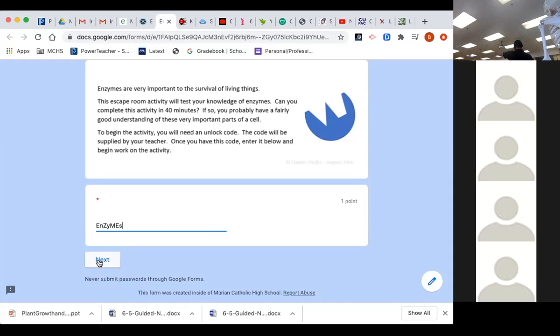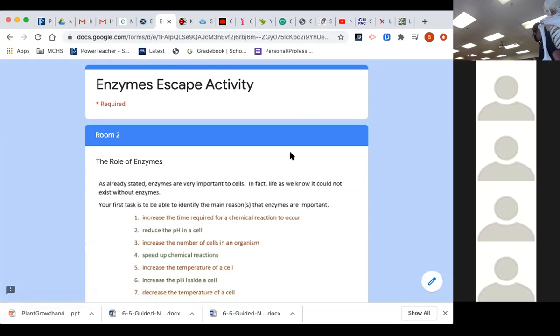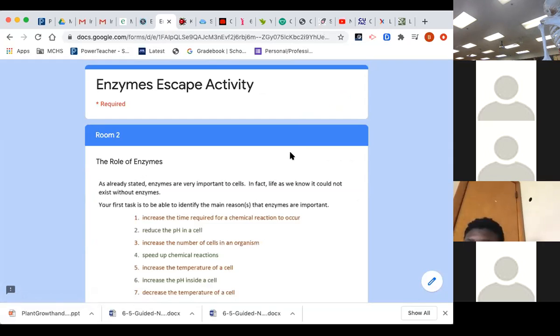Thumbs up if you've got it typed in. Okay, then click next. Oh, good, it worked. Now, if your answer is not correct, it will not let you move on. Does that make sense? So now you're going to combine. This is just like a digital escape room.